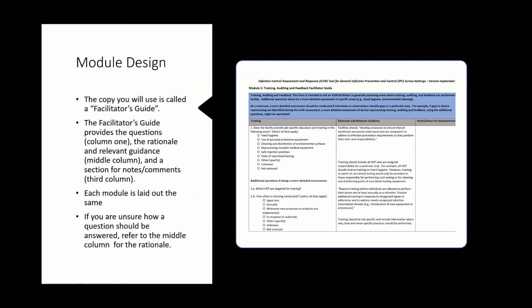The copy you will use is called a facilitator guide. So what is the module's design? The facilitator guide provides the questions in column 1, the rationale and the relevant guidance in the middle column, and a section for the notes and your comments in the 3rd column. Each module is laid out exactly the same, so the design is the same. If you are unsure how a question should be answered, refer to that middle column for the rationale, and that will give you a better understanding of how a facility should be responding.